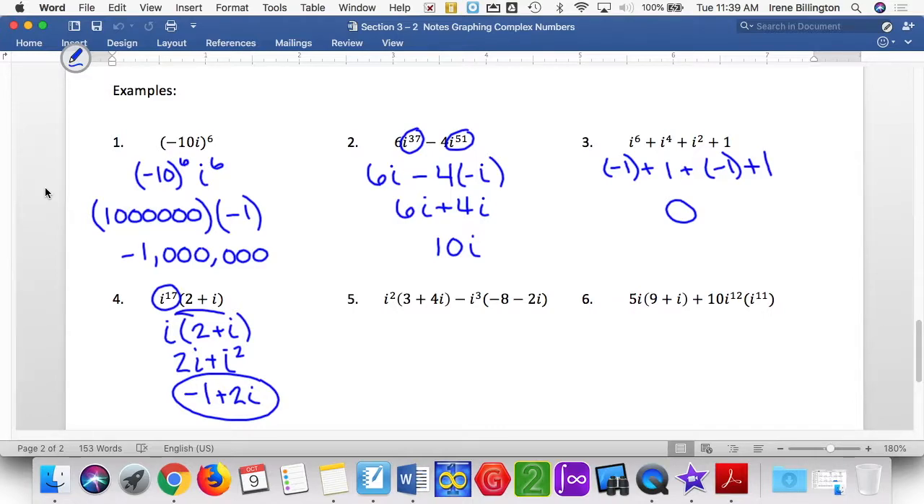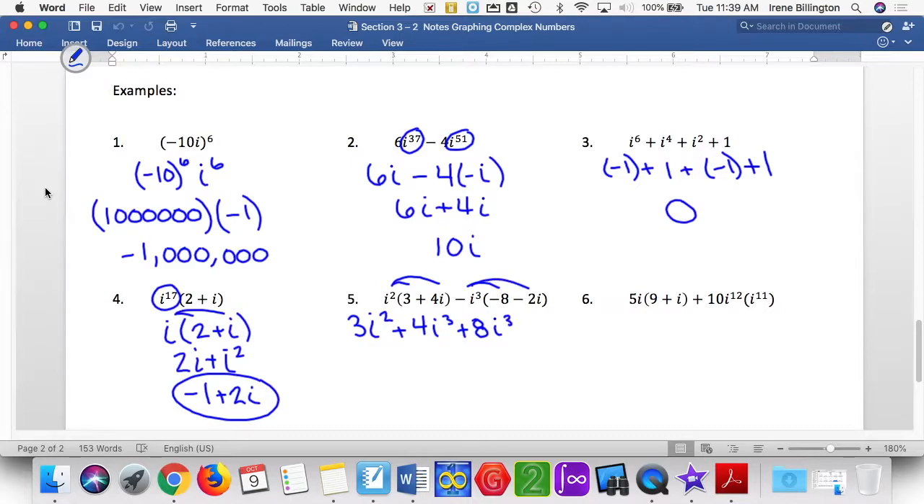Okay, so I chose to simplify instead of distribute first on number 4. So I'm going to distribute first and then simplify on number 5. So the first thing that I want to do on number 5 is distribute. So I'm distributing i squared times 3, which is 3i squared. And I'm distributing i squared times 4i, which is, anyone? 4i cubed. Very good. Next, I'm distributing -i cubed to -8, which would give me plus 8i to the 3rd.